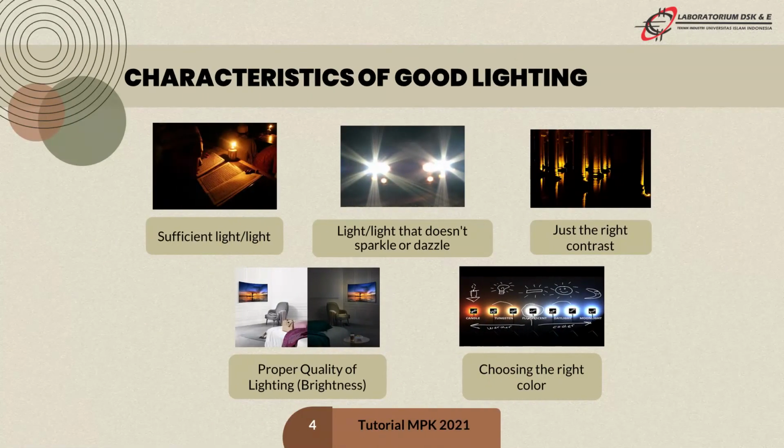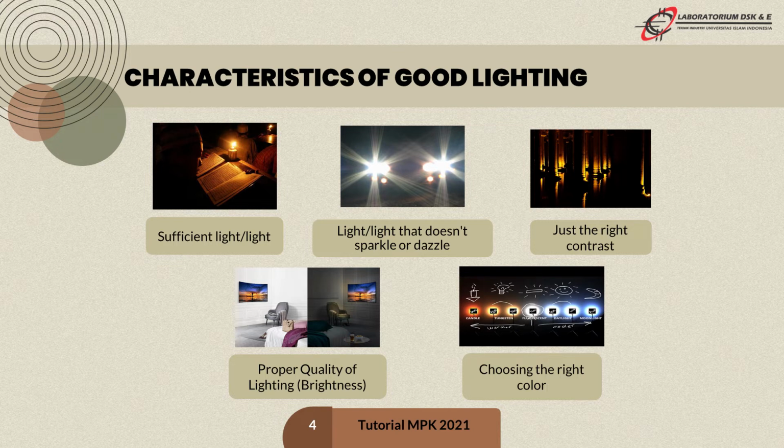So there are some characteristics of good lighting. First is enough amount of lighting. It means that the light is sufficient, not too dim or too dark. And the second is no glare. Glare is caused by excess brightness, for example from using the lights or the sun directly. For the detail, we will discuss it on the next slide.